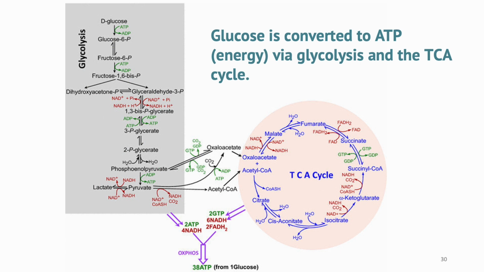A lot of times when we think of glycolysis, we see this and we have a mild panic. It's like, there's no way I can remember that. But if you break it down into chunks, it becomes a lot easier to understand. The way that I like to think about it is what's coming in and what's coming out and who can use the waste. So glucose is converted to ATP via glycolysis and then the TCA cycle. First it undergoes glycolysis, and then it enters the TCA cycle.